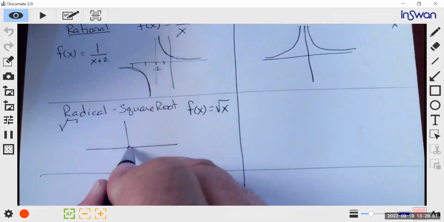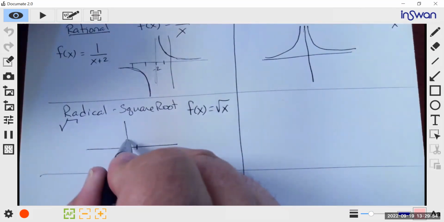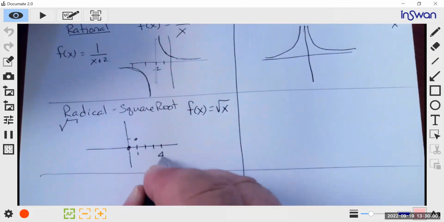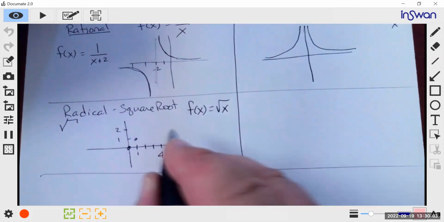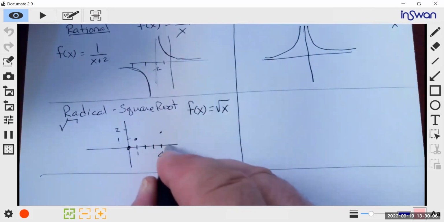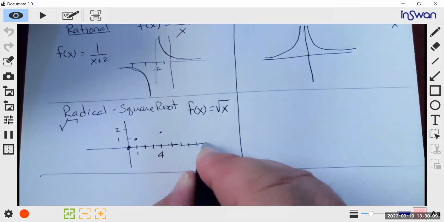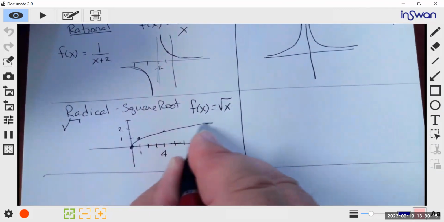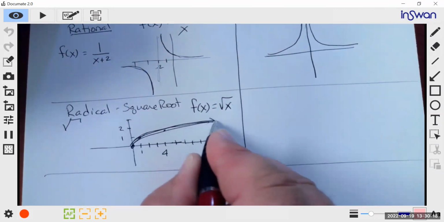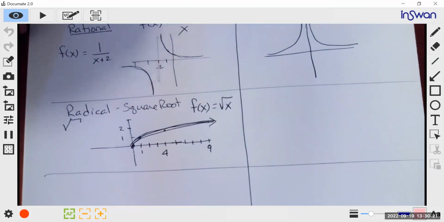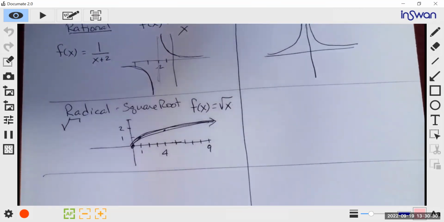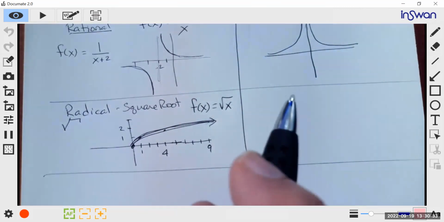Square root of 0 is 0. Square root of 1 is 1. Square root of 4 is 2. Square root of 9 is 3. So this is the graph of a radical function, the square root. X cannot be negative, so inside there, it can only be 0 or greater than 0.